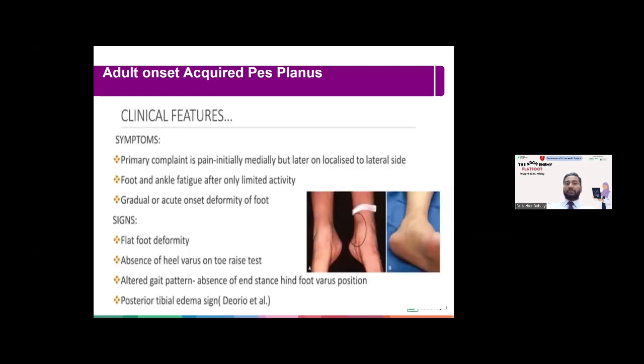So what are the clinical features that we would see? Primarily, they complain of pain initially medially, but later on the lateral side of their foot. The foot and ankle fatigue after only doing limited activities. They just walk a few steps and then they feel that they're having this pain, and gradual or acute onset deformity of the foot. The signs that we see is that there's a flat foot deformity, absence of the heel varus on toe raise. There's an altered gait pattern, that means they walk in an abnormal manner. And then there is also swelling around where the tendon is.